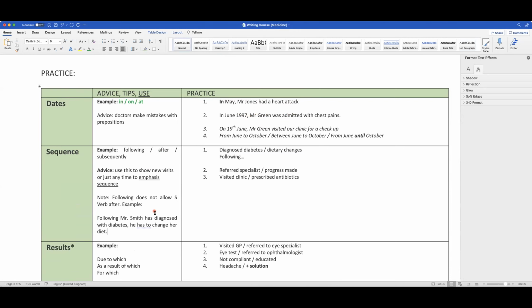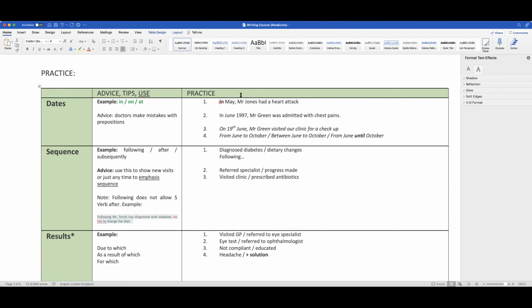Ellen, can I ask something? Yes. Can we write she was referred to specialist or she referred a specialist? She was referred should be the passive voice. She was referred to. Yeah. Okay, referred to.